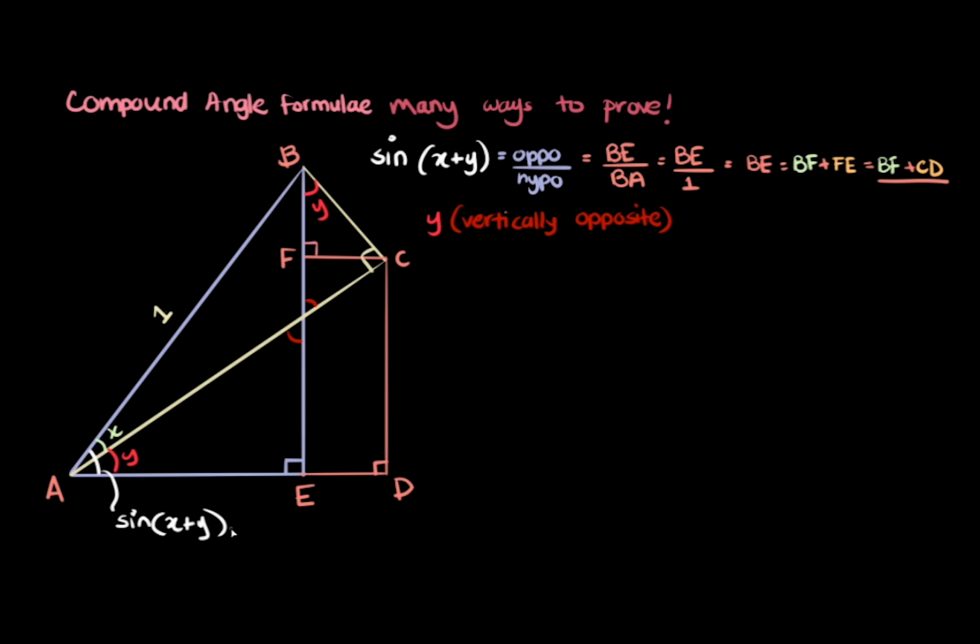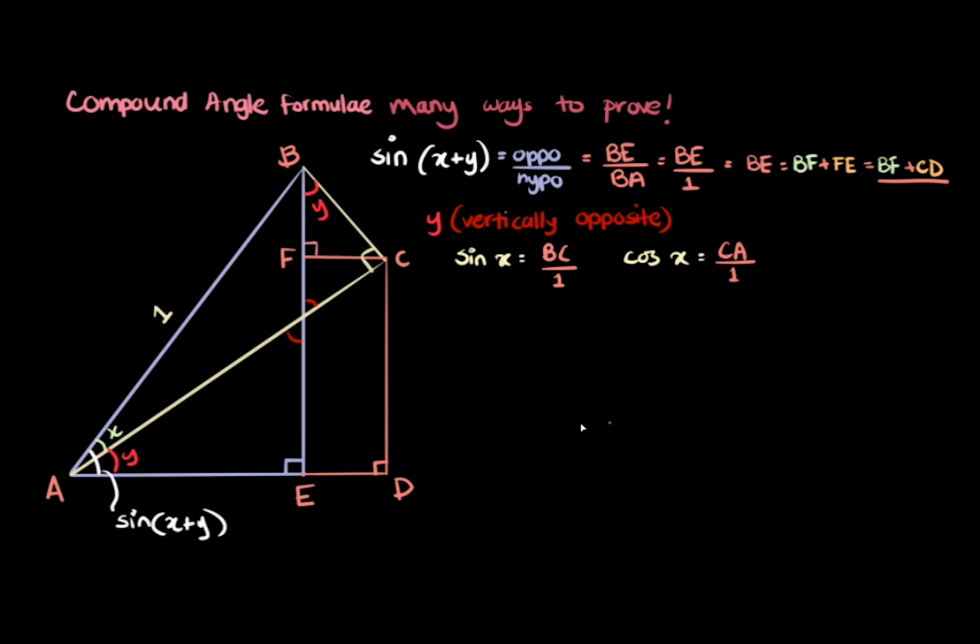plus y. Obviously, that is going to be opposite by adjacent, which is BE by BA. In this case, BA equals 1, so it just equals BE. If you look at the diagram, BE equals BF plus FE, which in turn equals BF plus CD. Now, our goal is to find these two lengths in trigonometric terms.